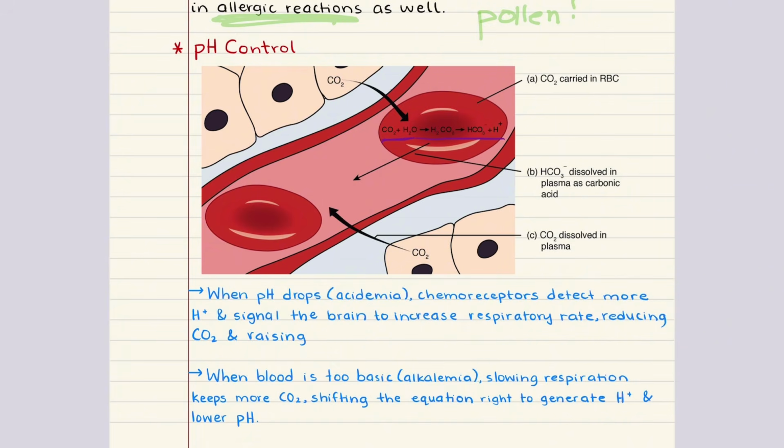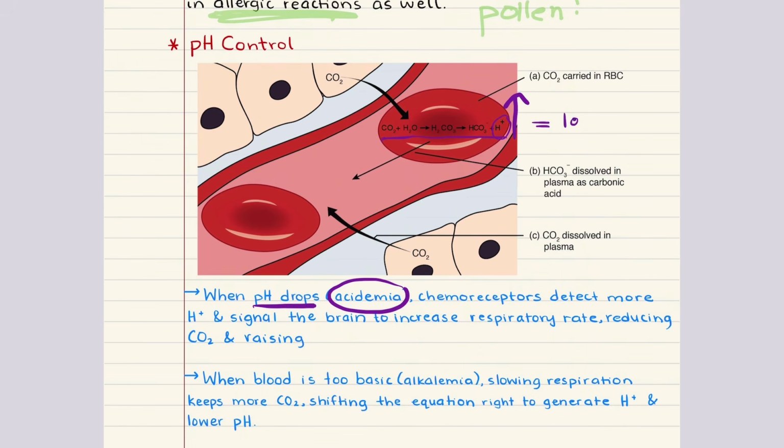So now with that in mind, let's look at what happens when blood pH drops. This is a condition called acidemia. In acidemia, the hydrogen ion concentration increases. And chemoreceptors are going to detect this rise in hydrogen ions, and they're going to signal the medulla oblongata to increase the respiratory rate. So what happens then? Well, breathing faster is going to help remove carbon dioxide from the blood. And as carbon dioxide levels fall, the equilibrium is going to shift left, which will reduce the amount of hydrogen ions in the blood, and that's going to raise the pH back towards normal.